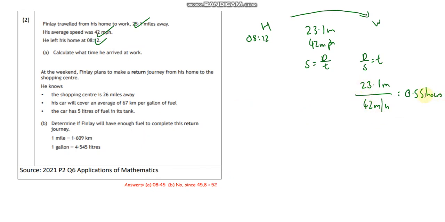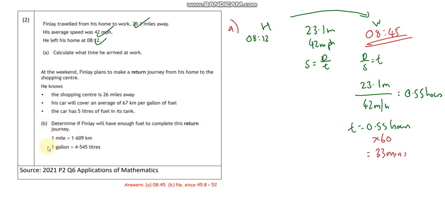So how do I convert that into a useful time? Well, the time is 0.55 hours. If I then multiply that by 60, that will put it into minutes. 0.55 times 60. So that's 33 minutes. I'll just add that on. So that'll be 08. 33 plus 12 will be 45. 0845. So that's part 1 done.